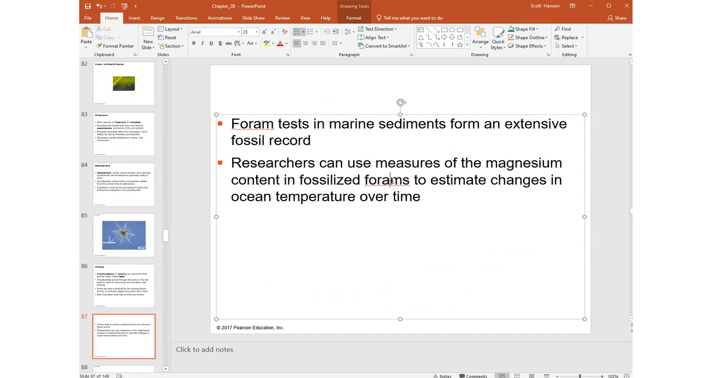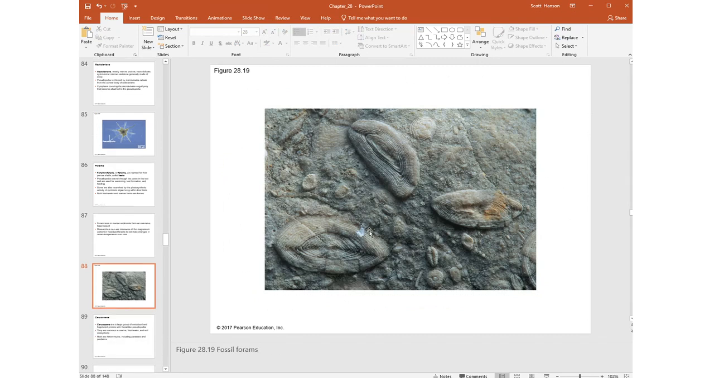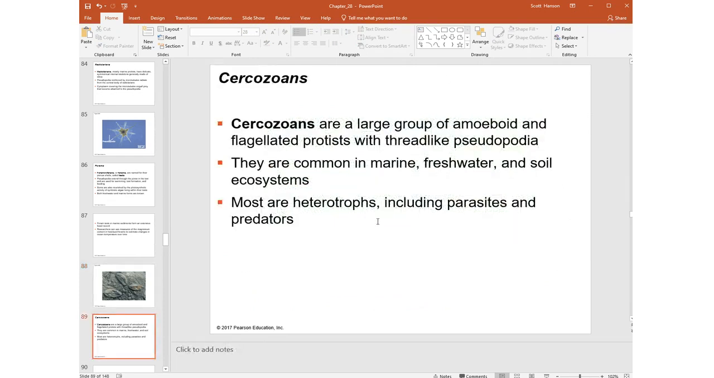And so some researchers can use measures of magnesium content in the forams to estimate changes in ocean temperature over time. And here you can see fossil forams then. Very small, anyway. Then the cercozoans are a large group.